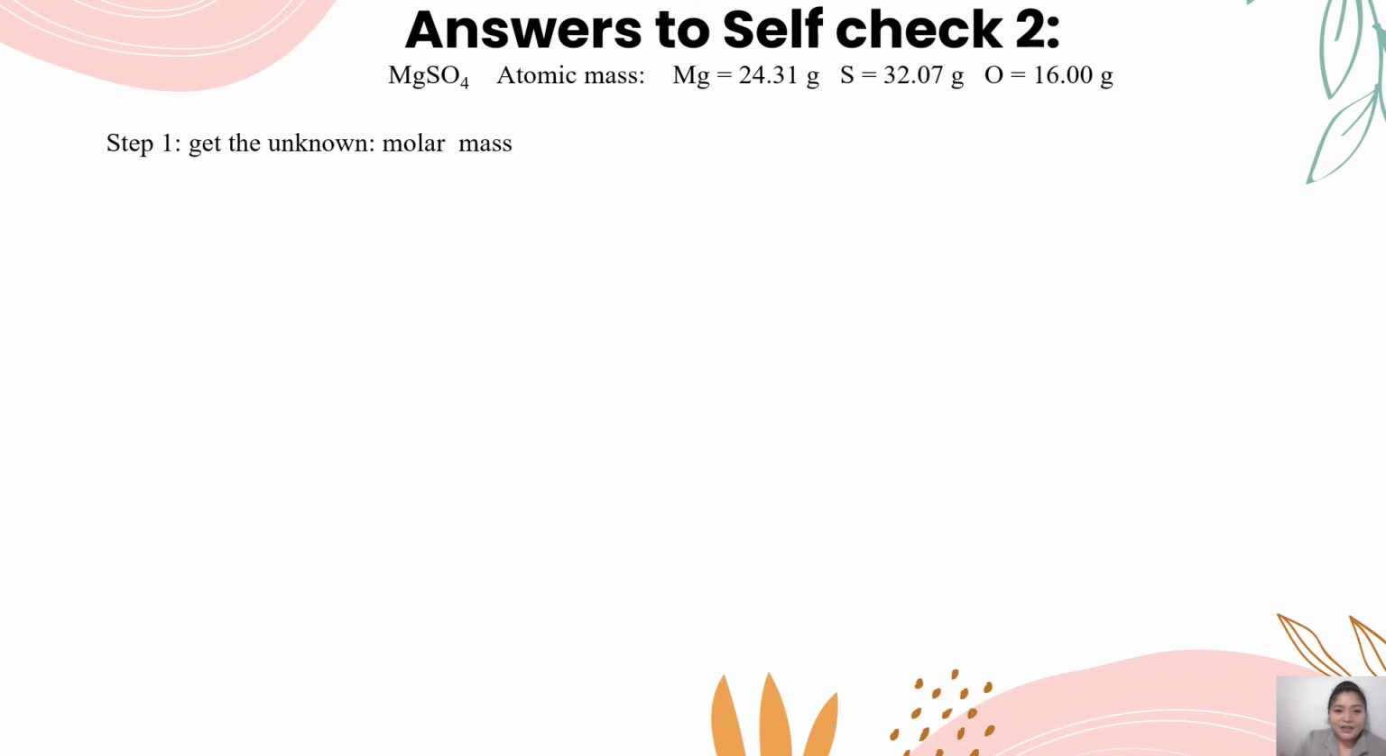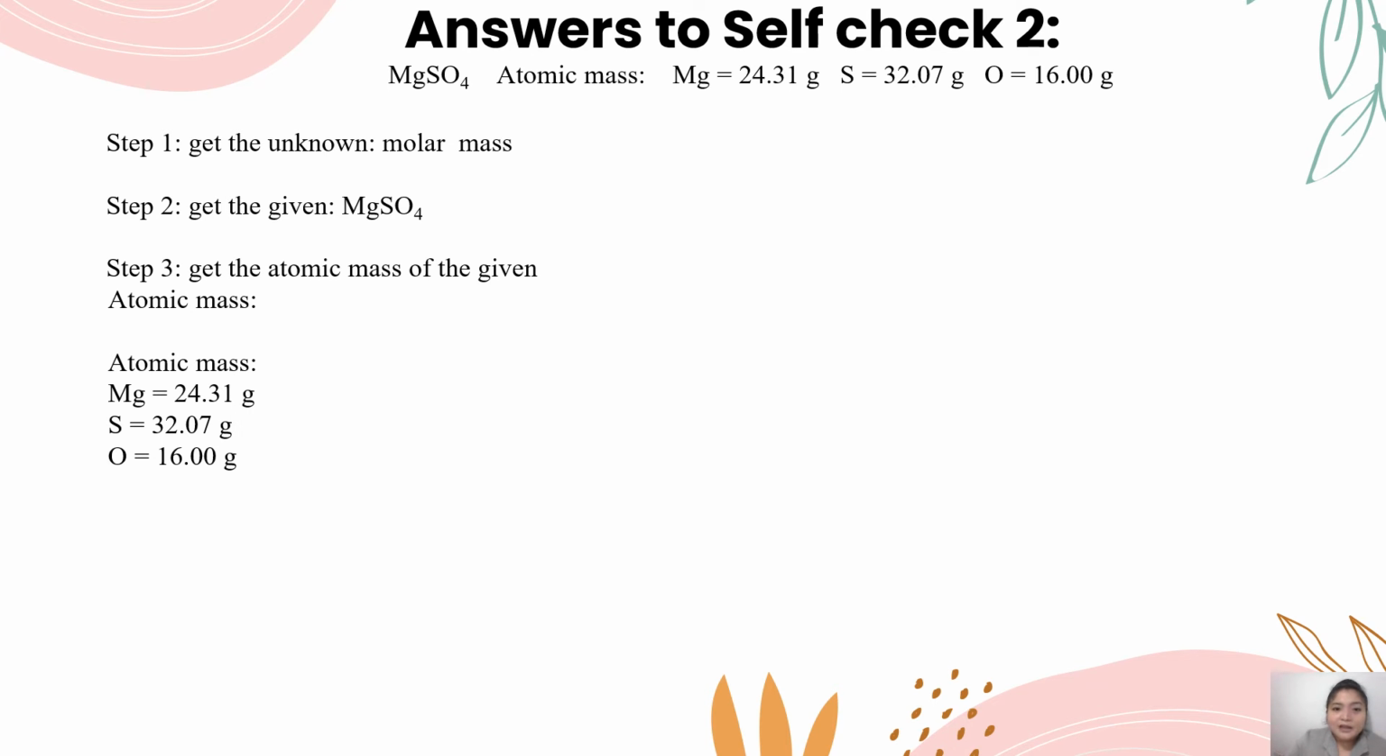So here are the answers to self-check number 2. Again, the first one is magnesium sulfate. So in here, for magnesium sulfate, we get the unknown, the molar mass of magnesium sulfate, followed by the given, which is magnesium sulfate. Correct chemical formula. Again, that is very important. So we have here the atomic masses of the magnesium, sulfur, and oxygen.